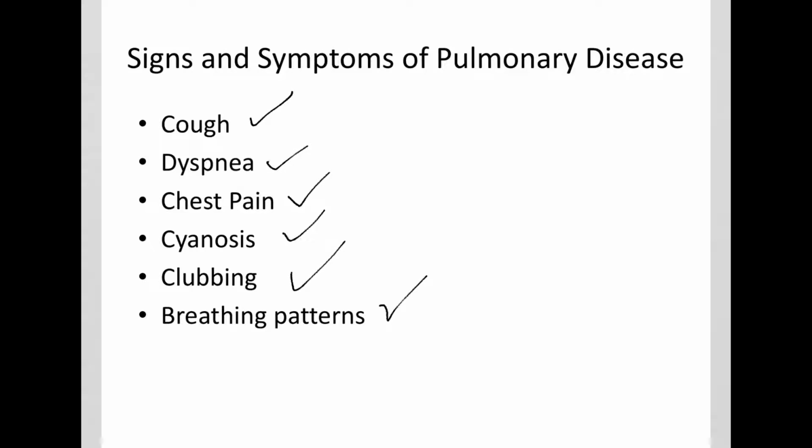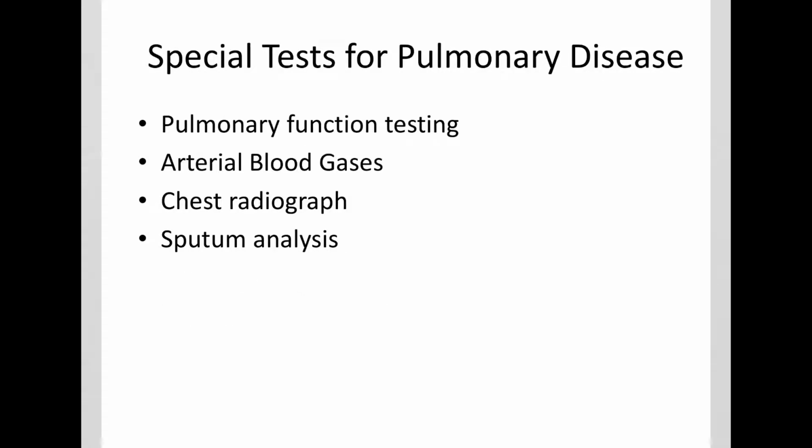As you look at this list, you might say, well, this could cross over to other diseases, other classifications of things going on. That's exactly true. These are just some of the signs and symptoms. It doesn't mean for certain they have pulmonary disease. But this is where some of these special tests come in.